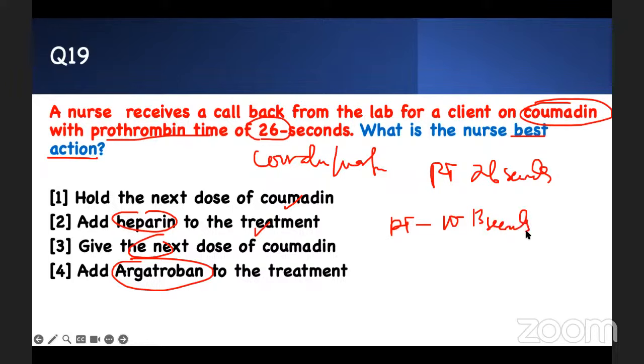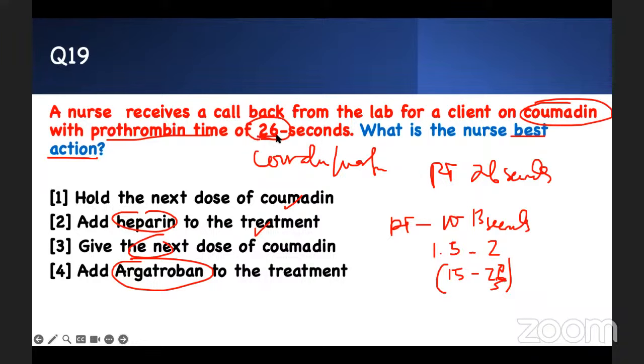Okay, 10 to 13 seconds. When you're on Coumadin, you multiply the lower one by 1.5 and the upper one by 2. Okay, so you multiply this, so this would be like 15 to 26. So this is therapeutic. Okay, 15 to 26 therapeutic.